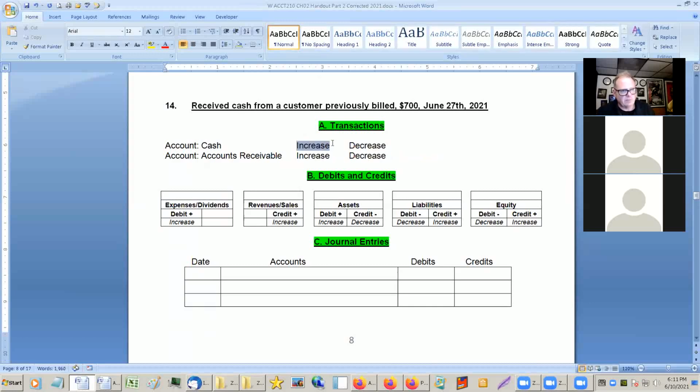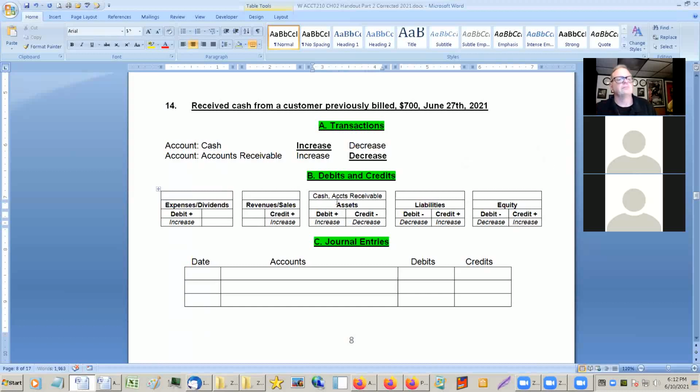Okay, so cash is going to go up, and accounts receivable is going to go down. So they no longer owe us whatever, 700. Oh wait, we got to put them in here. Okay, so they're both assets, right? So cash. Okay, so cash is going up, accounts receivable is going down.